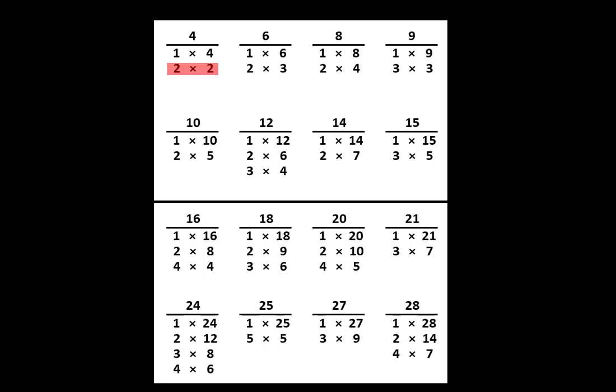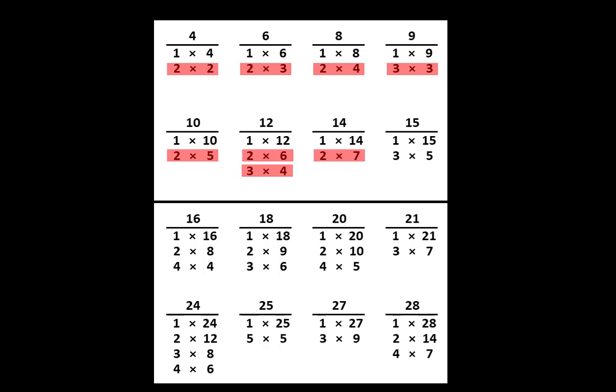2 times 2, which is equal to 4. 2 times 3, which is equal to 6. 2 times 4, which is equal to 8. 3 times 3, which is equal to 9. 2 times 5, which is equal to 10. 2 times 6, which is equal to 12. And 3 times 4, which is also equal to 12.